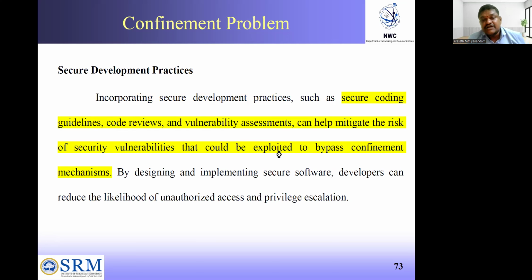The next one is secure development practices. Secure development involves following secure coding guidelines, conducting code reviews, and performing vulnerability assessments. By embedding security throughout the software development cycle, organizations can reduce the risk of vulnerabilities that attackers could exploit to bypass confinement controls.